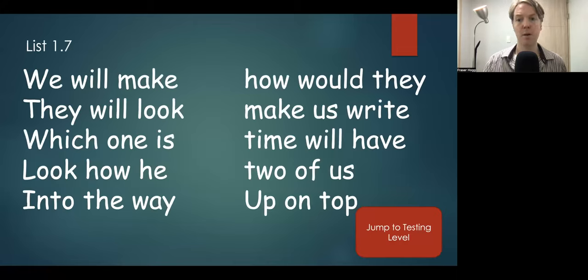Here are the words. First, I say, then you say. We will make. They will look. Which one is? Look how he. Into the way. How would they? Make us right. Time will have. Two of us. Up on top.